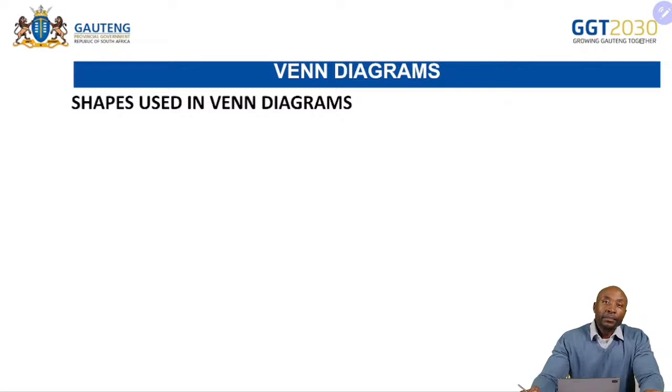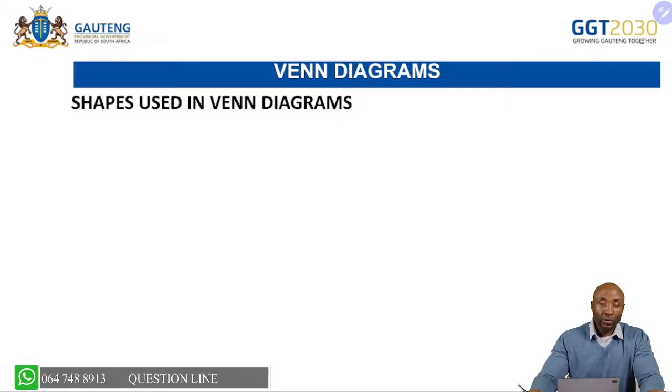We move on now to other shapes that are used to represent our outcomes in probability. One of them is Venn diagrams. We also have tree diagrams, and we also have tables, which we call contingency tables or two-way tables. We are yet to look at those, but for now, we are going to look at Venn diagrams in detail.